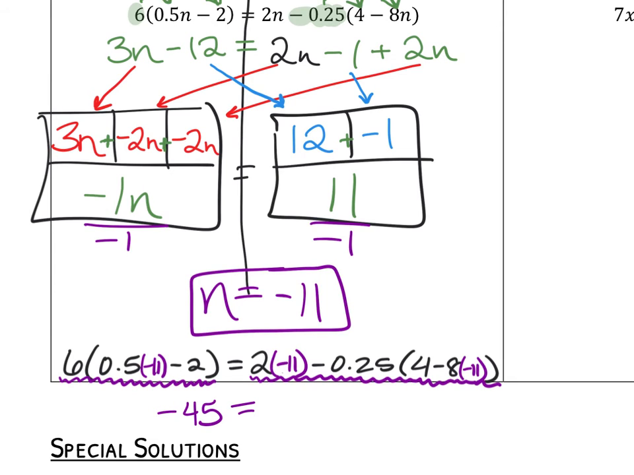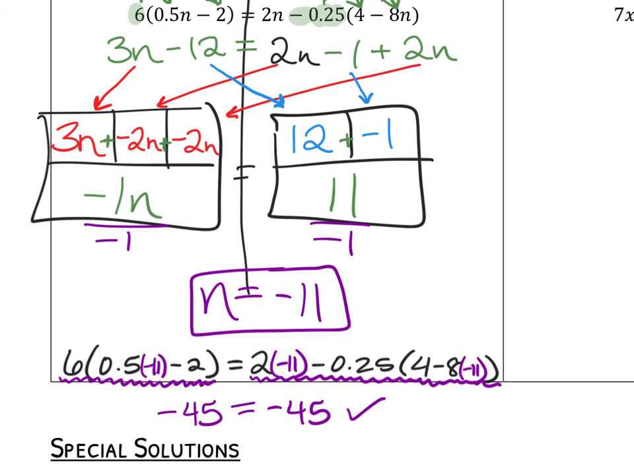And when you do the other side, you'd get negative 45. Did anybody sit there going, I swear I'm getting negative 45? You were correct. Yeah, okay. Since negative 45 equals negative 45, that is correct. That's a true mathematical statement. So this is the correct solution.